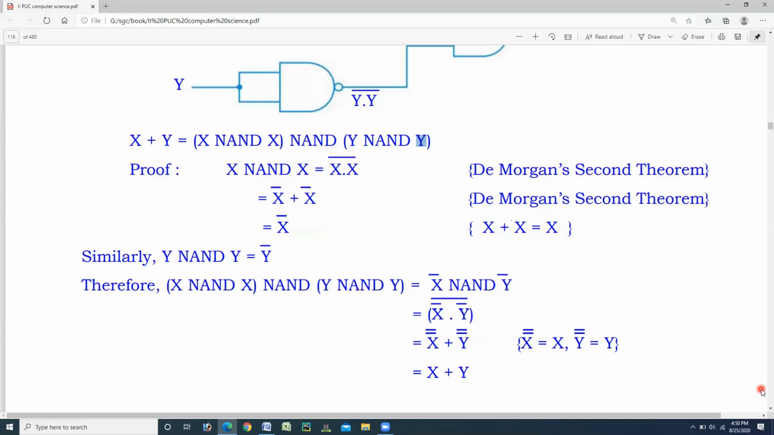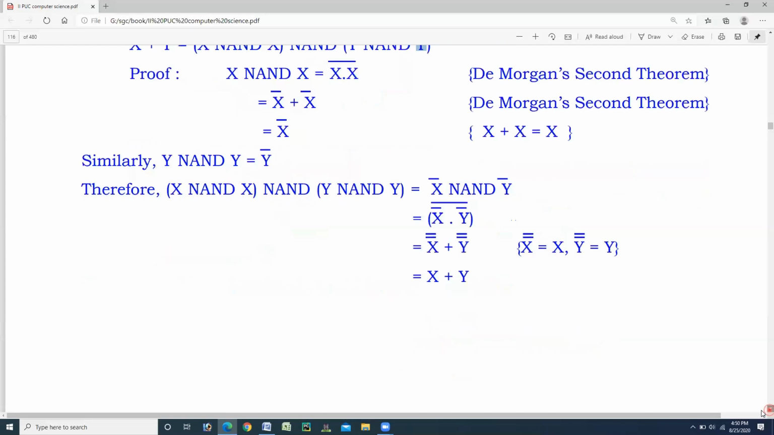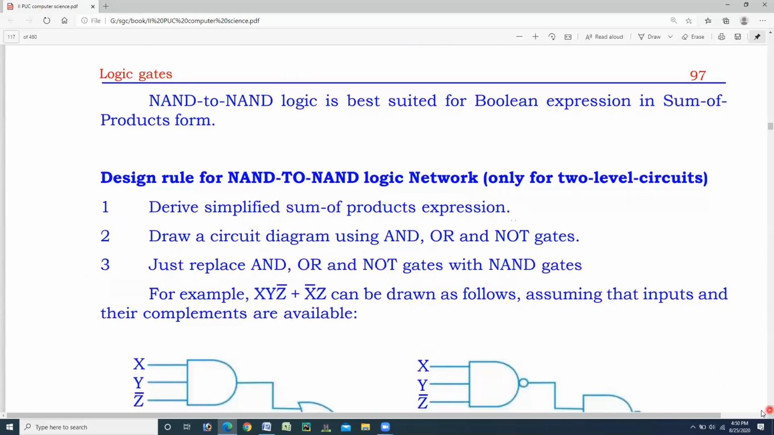Then next, the NAND-to-NAND logic is best suited for Boolean expressions in sum of products form. In SOP form, NAND-to-NAND is the best suited gate arrangement for evaluating the expression. That you can check out here.